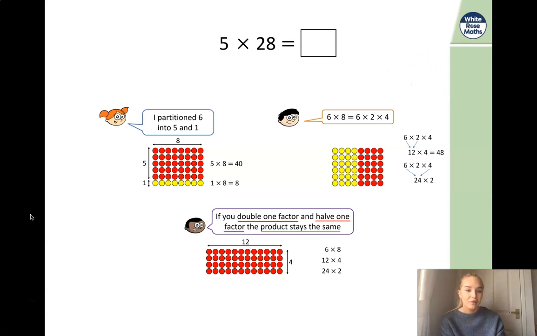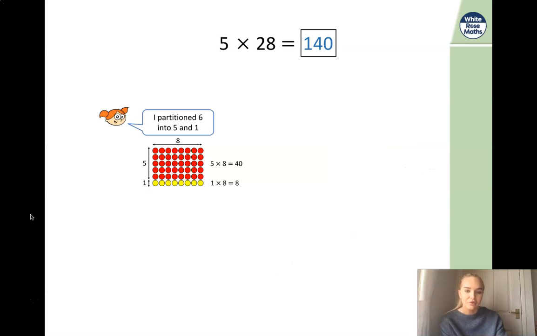Okay, so let's start with looking at the answer. So the answer is 140. Well done if you got that one correct, and let's look at how each of the ways would find 140. So for the first one, looking at partitioning, we know we can partition the number 28 into tens and ones. Can you please tell me how many tens does the number 28 have? 2, fantastic. So we would partition it into 20, and what else will we partition it into, Year 4? 8, fantastic. We can partition 28 into 20 and 8.